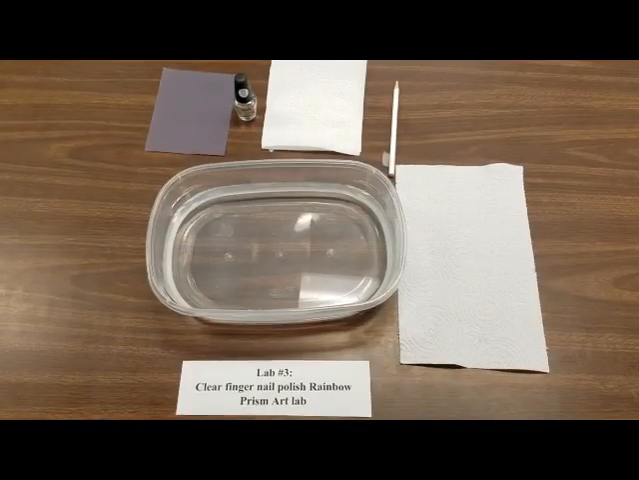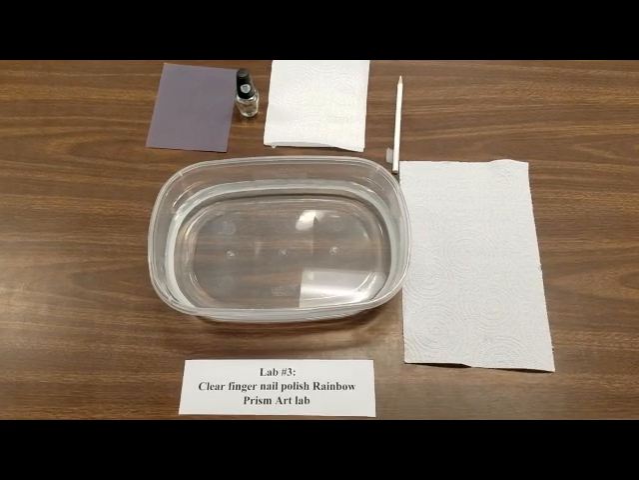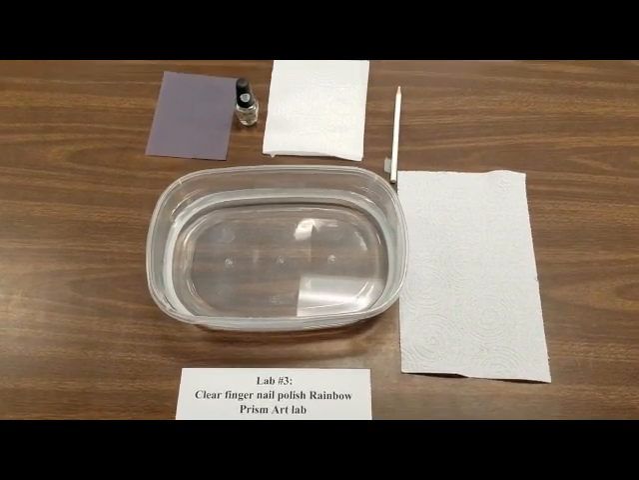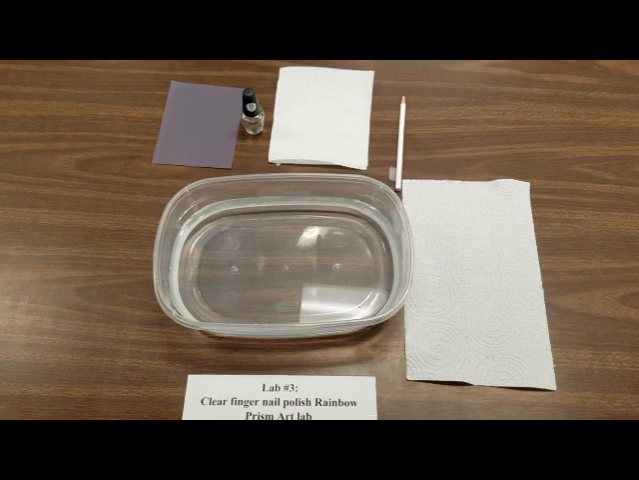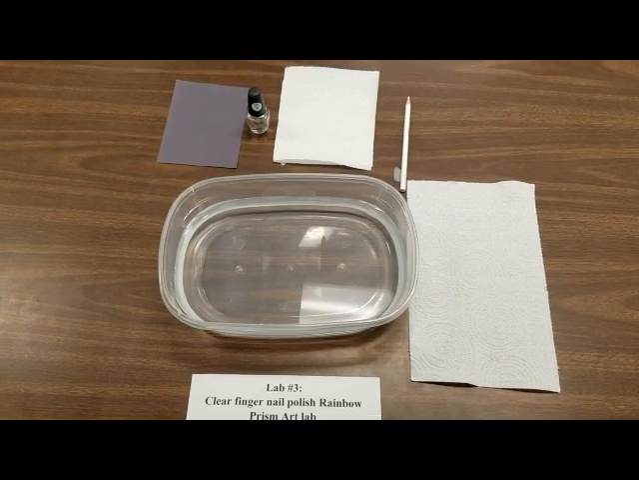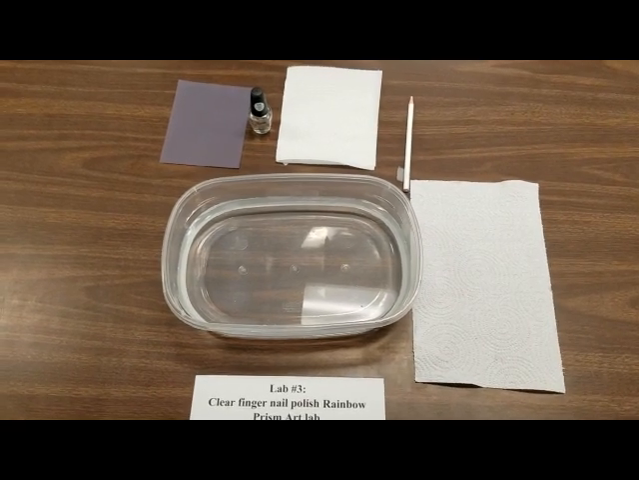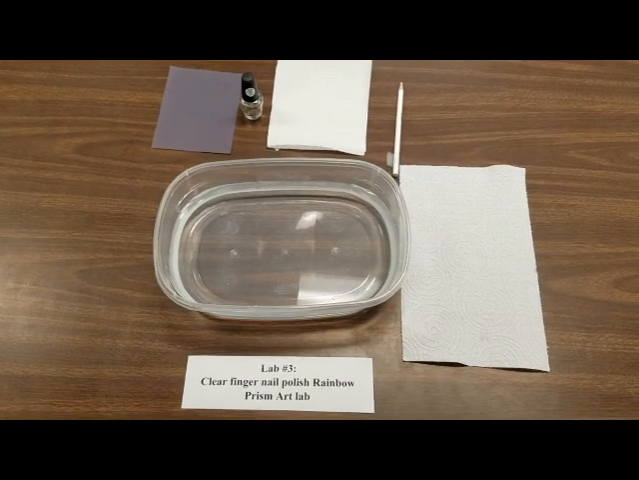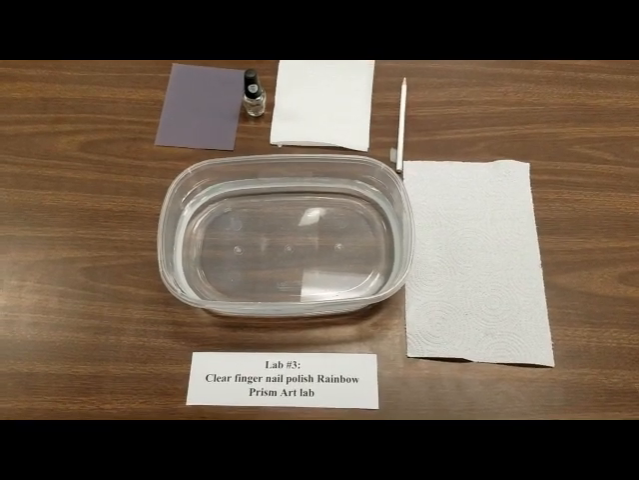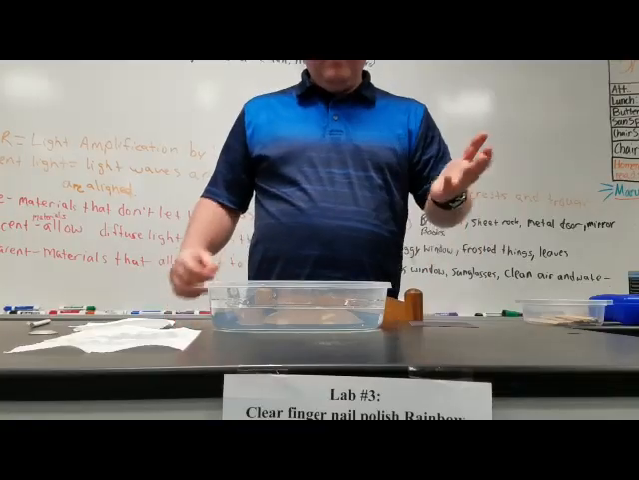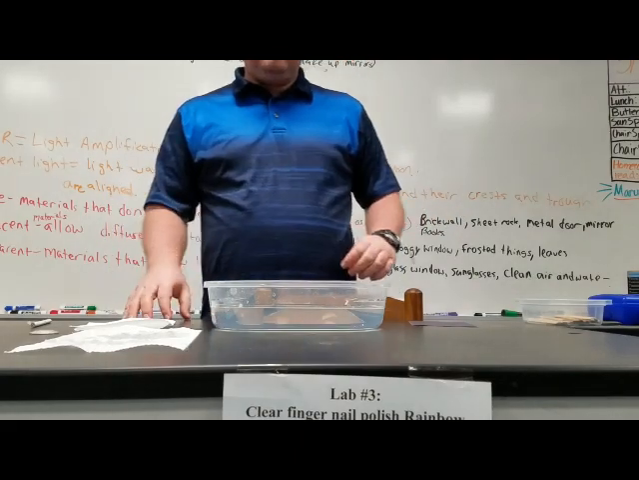Cool, right? Equipment we'll need for Lab 3, Clear Fingernail Polish Rainbow Prism Art Lab, is a paper towel, a white colored pencil, clear fingernail polish, it must be clear, black construction paper, at least 1/4 of the sheet. And we need a bucket that's able to hold 2 inches of water and is wide enough for your black piece of paper. Now that we've done lab number 2, let's look at lab number 3.